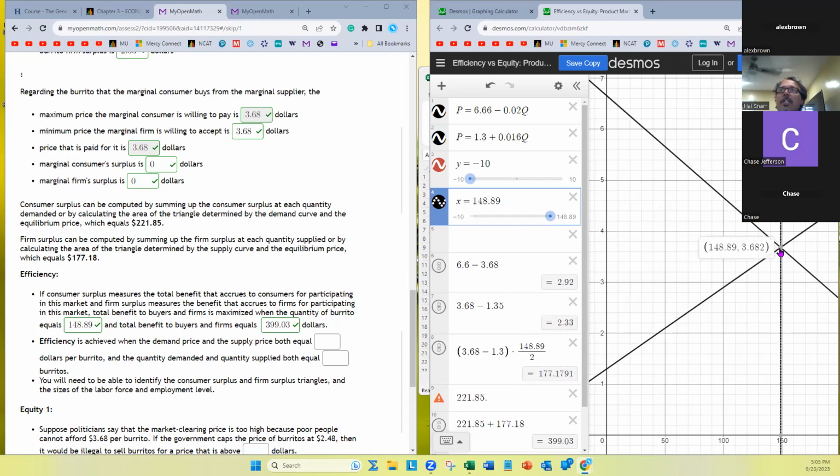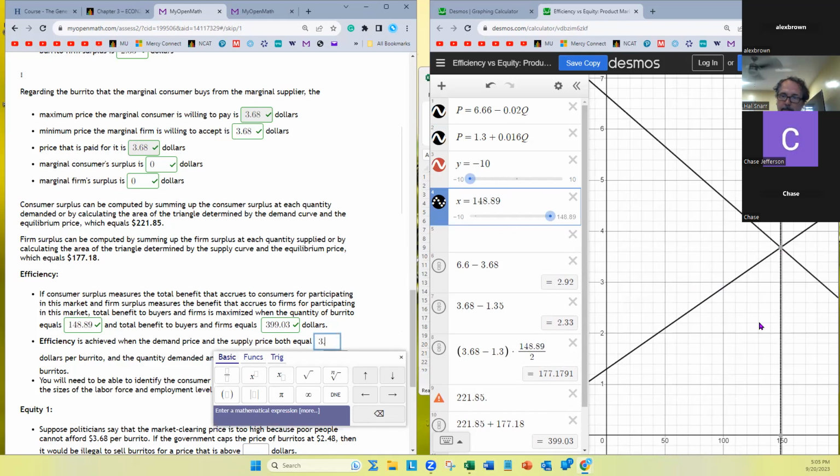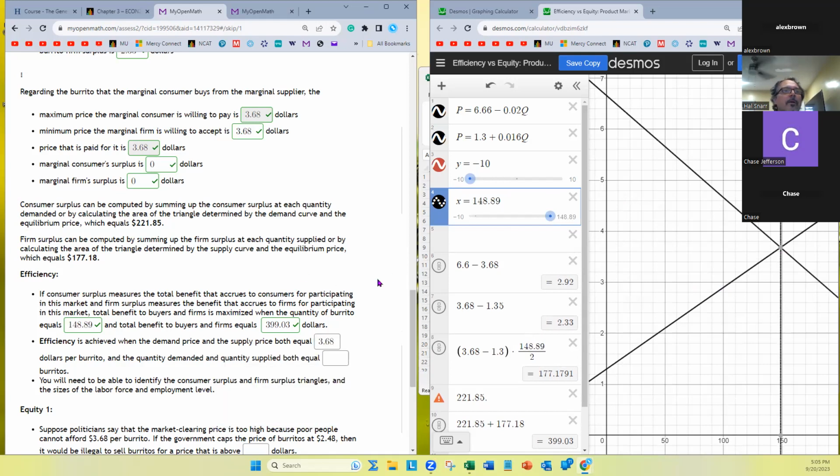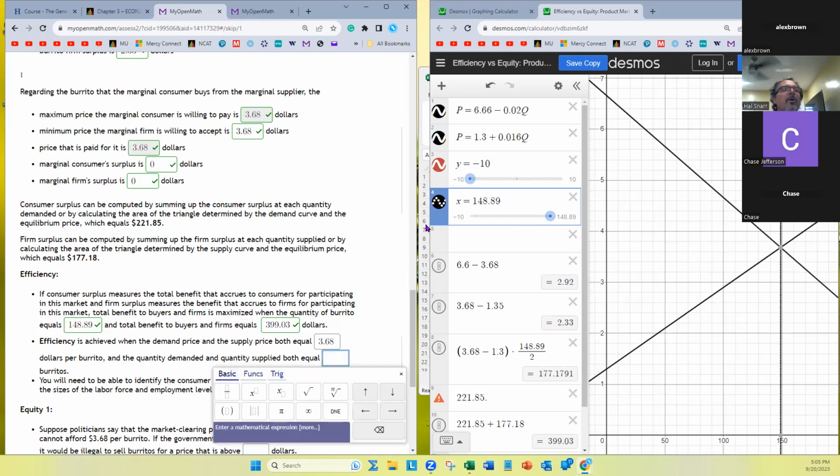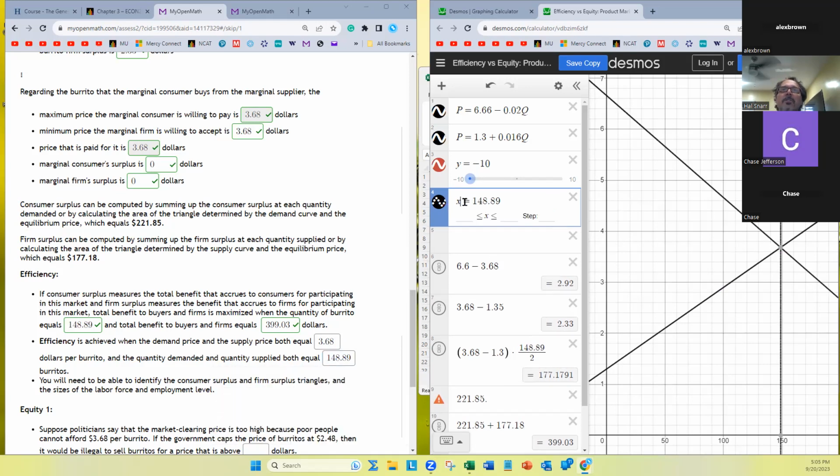Now the demand price equals the supply price. And for me, that's 368. And the quantity demanded and quantity supplied both equal that 148.89. Let me change this to Y and change this to 2.